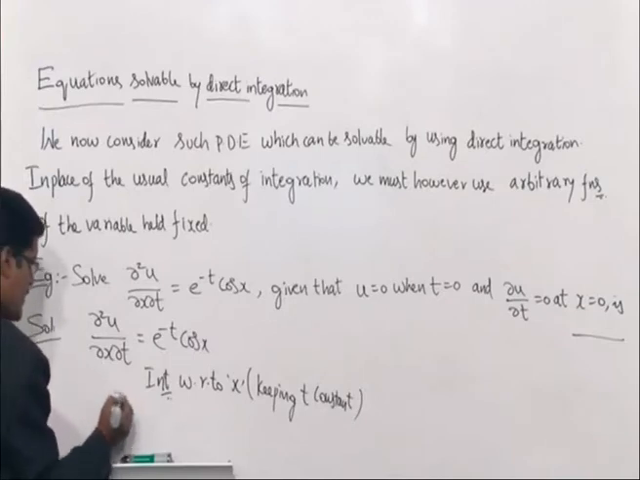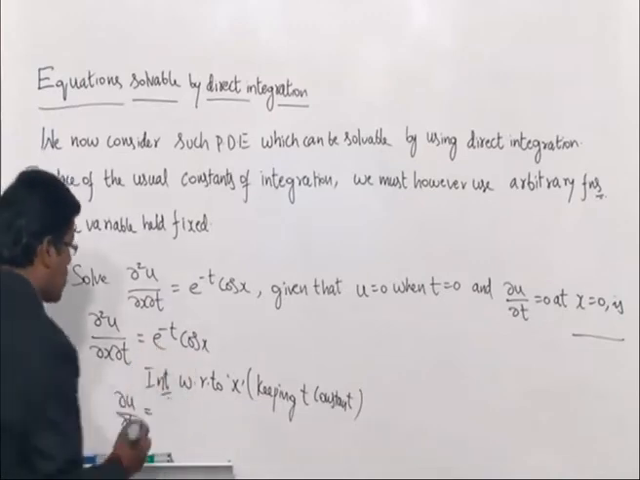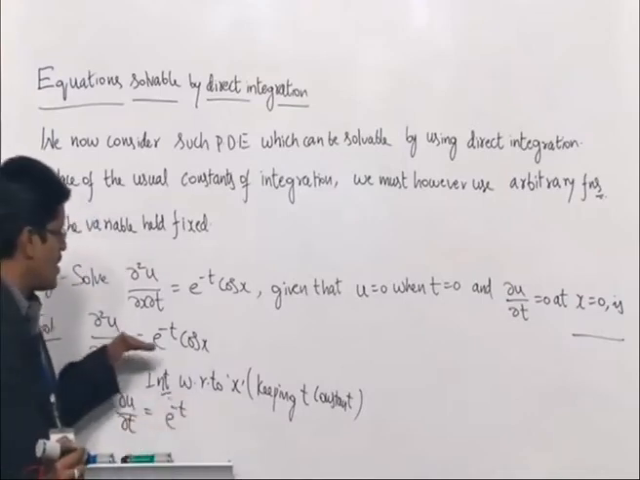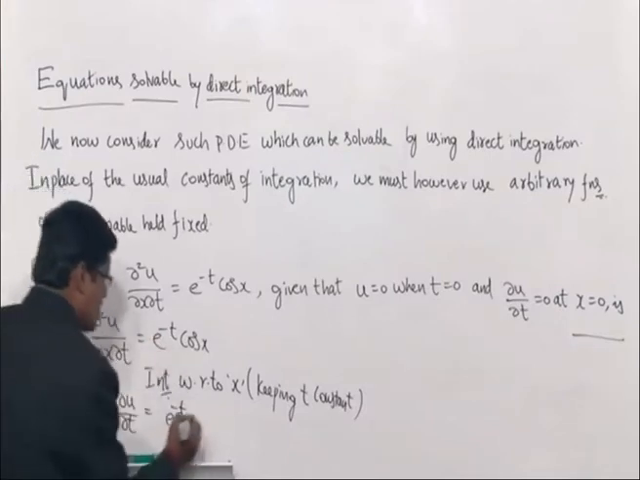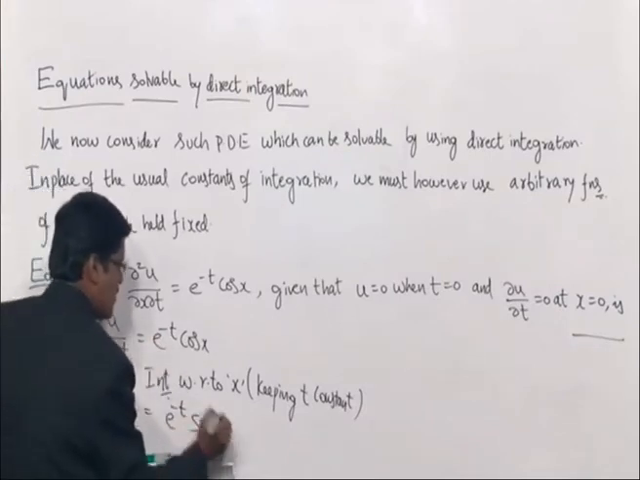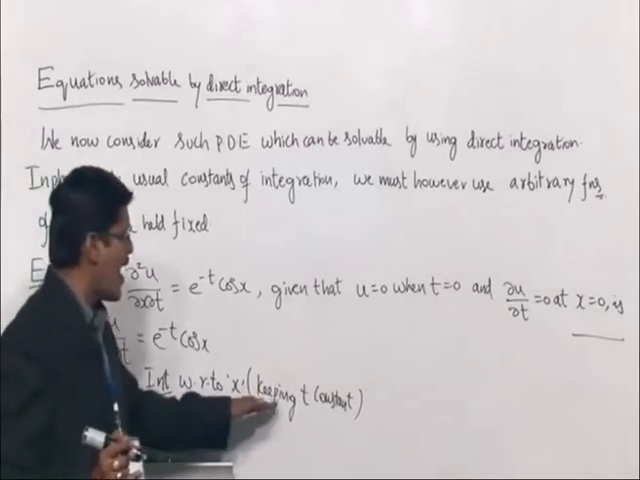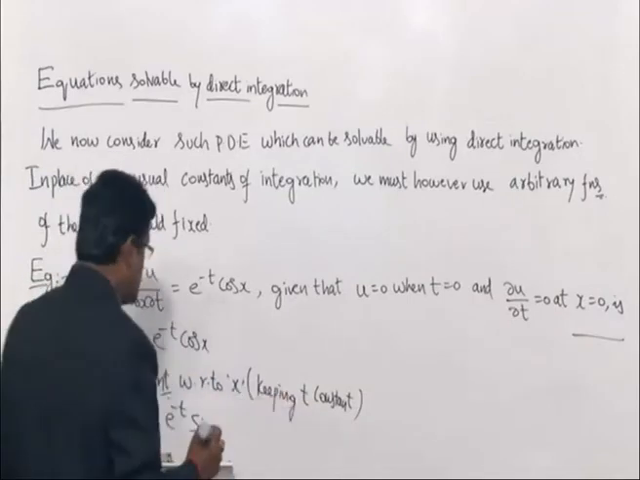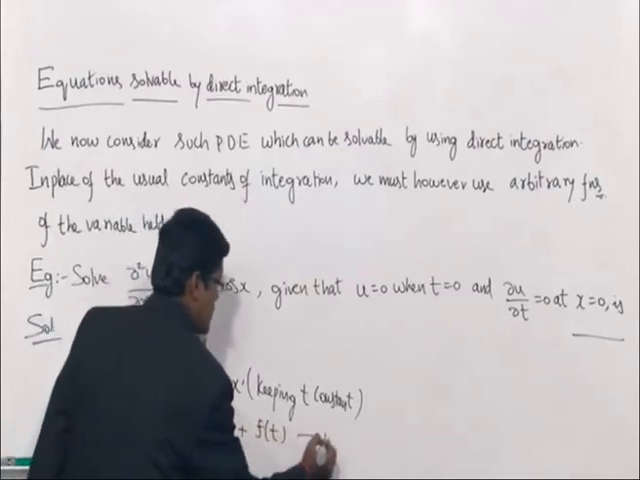So ∂/∂x and integration cancel, which gives ∂u/∂t equal to, integrating with respect to x, e^(-t), which is constant here. It is a multiplicative constant, so integration will not affect it. And the integral of cos x is sin x. After integrating, generally we add a constant, but instead of a constant you add an arbitrary function of t, because t is kept constant here. Plus some f of t, equation 1.